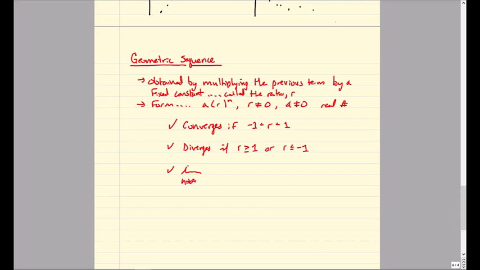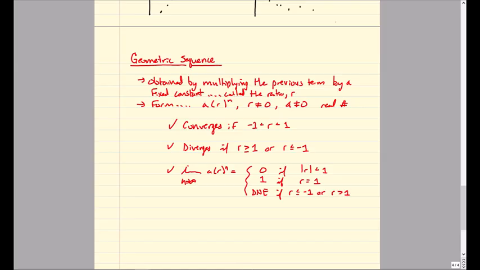So the limit then of these terms as n approaches infinity of a times r to the n are going to be equal to 0, 1, or the limit could not exist. These are our options. It's going to equal 0 if the absolute value of r is less than 1. It's going to equal 1 if r is equal to 1. And it's going to not exist if r is less than or equal to a -1, or r is greater than 1.